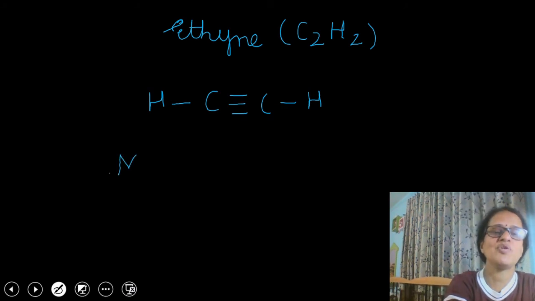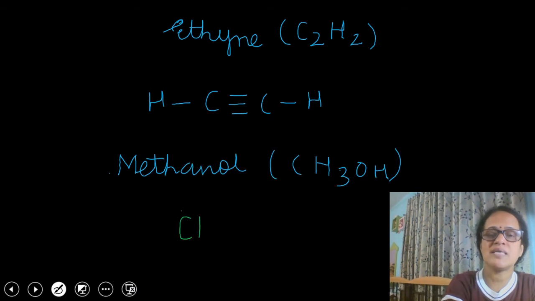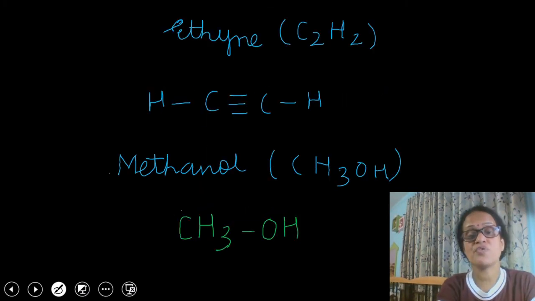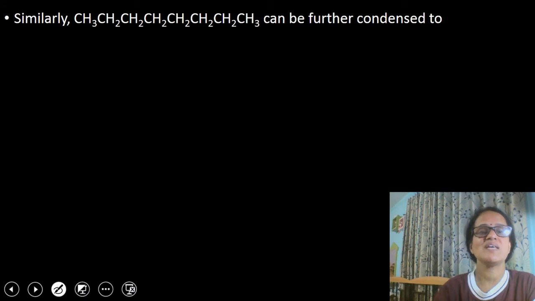And in the end we will write methanol. The formula of methanol is CH3OH. CH3, the carbon is attached to 3 hydrogen atoms. Then oxygen, CH3OH. So this is the way of representation of methanol by means of condensed structural formula.